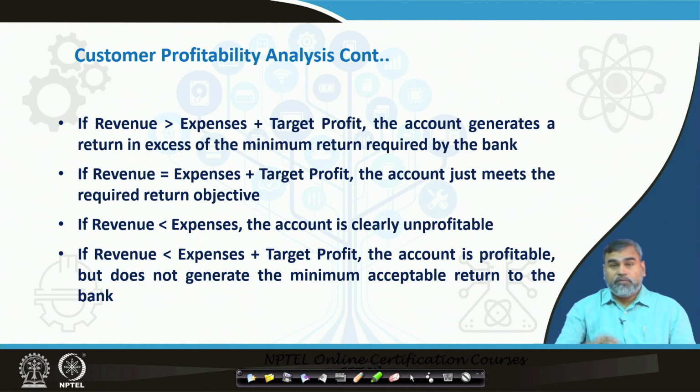Profitable, but banks keep a certain expected return out of this account, which is not fulfilled, because it is covering the expenses and giving some extra return, but the target profit that the commercial banks have fixed is not fulfilled. So even if it is profitable, it is not fulfilling the minimum required criteria, the minimum required return that the commercial banks have fixed. So, these are the different conditions, different analyses which are a part of the customer profitability analysis the commercial banks do.